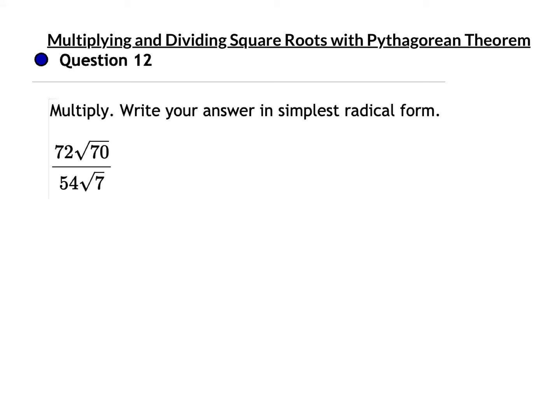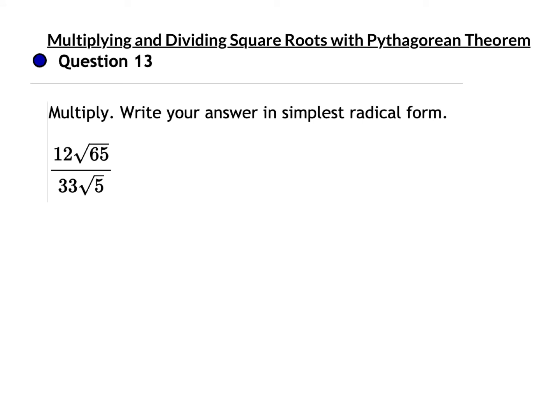Question 12. 72 and 54 are both divisible by 9. We get 8 and 6. 8 and 6 are both divisible by 2. We get 4 and 3. Root 7 and root 70 are both divisible by root 7. We get 1. Anything divided by itself is 1. And root 70 divided by root 7 is root 10. What I have then is 4 root 10 over 3.